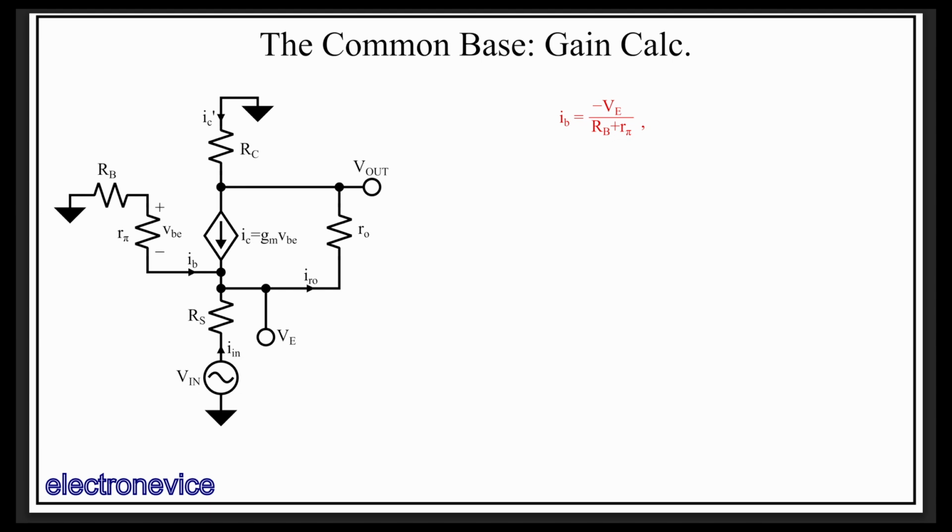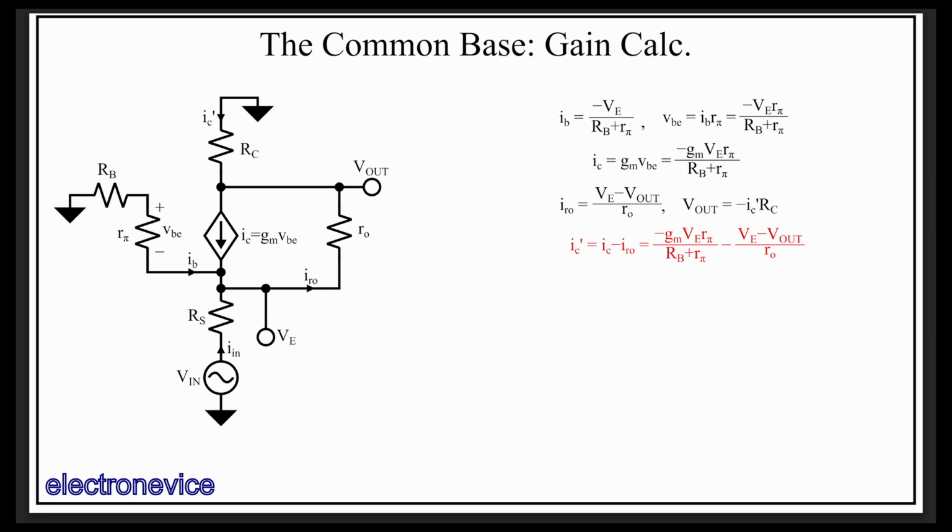Now that we have IB, we can calculate VBE equal to IB times R pi, and substituting in the expression we just got for IB, we get this. Thus, IC is equal to this. Next, we write out the expression for the current IRO, which is simply the voltage difference across RO divided by RO. We note that the output voltage we need can be related to the current IC prime and RC with this equation. Finally, we write the expression for IC prime in terms of IC and IRO.